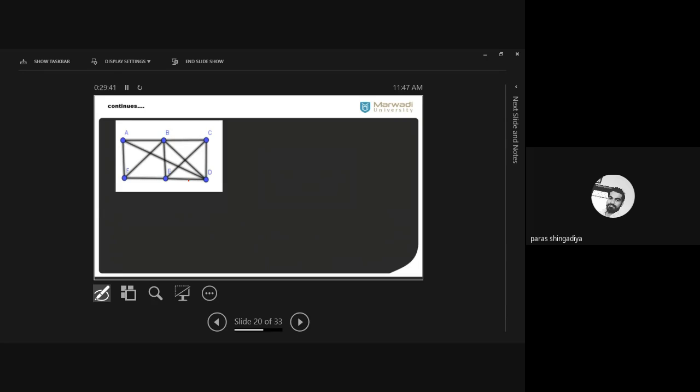Rajvi and Nikhil, can you hear me? Yes, sir. Okay, have you checked it? Is it planar or not? Sir, it's not planar. Okay, just verify it again. Just redraw this graph again in such a way that we can remove this crossover. Okay, sir.